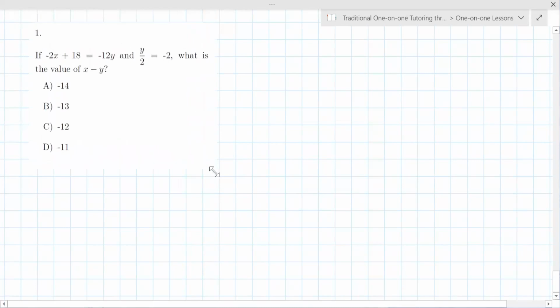So here's your SAT prep question. They give you a system. If 2x plus 18 equals minus 12y and y over 2 equals minus 2, what is the value of x minus y?